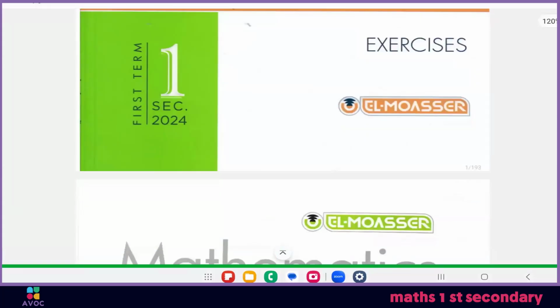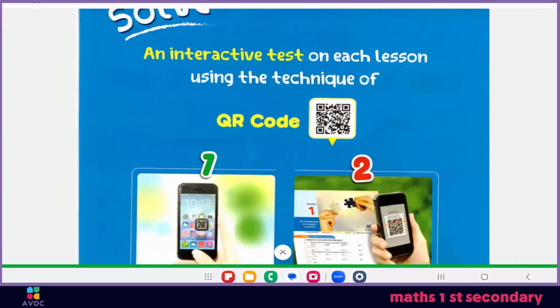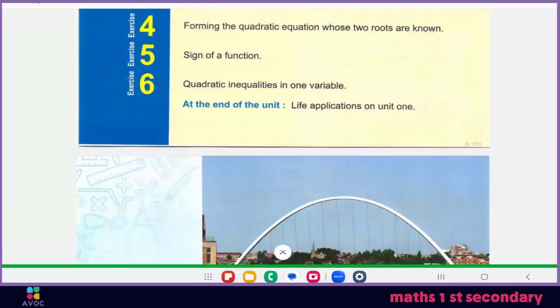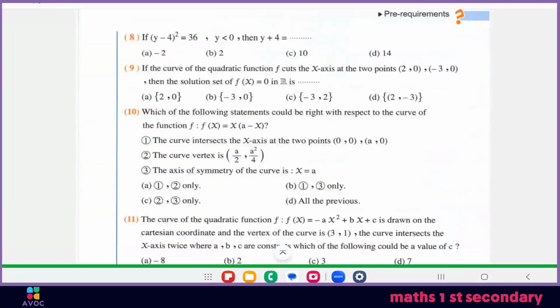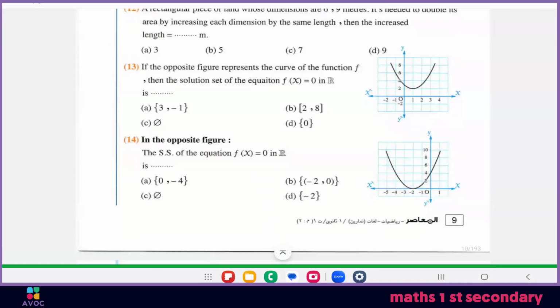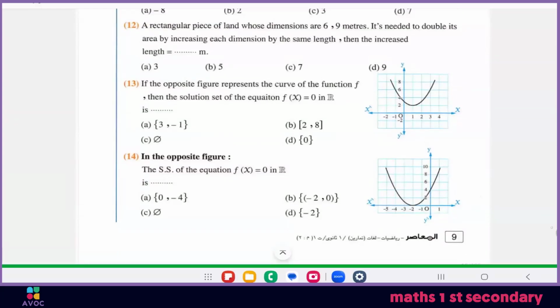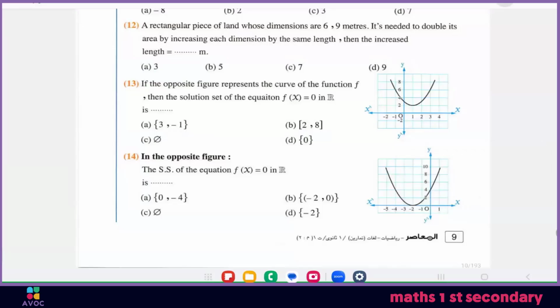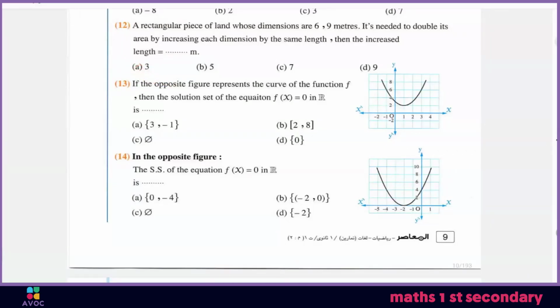We will open the exercise to solve this part, a lot of exercises about this part. Okay, pay attention with me. Look at question number 13. In this question he asked me, if the opposite figure represented the curve of the function f, then the solution set of the equation f of x equals 0 in R is.